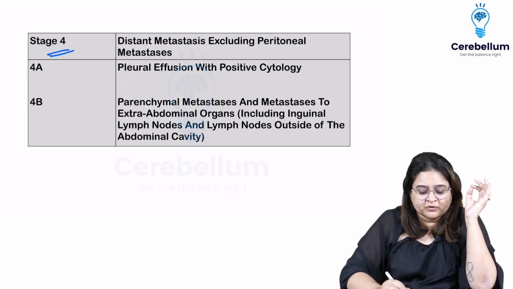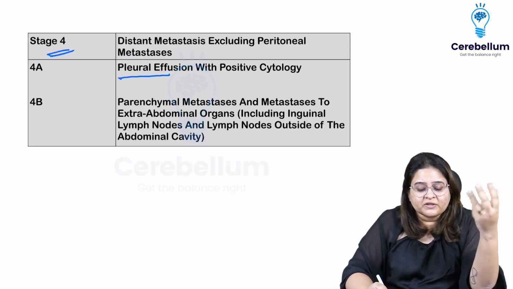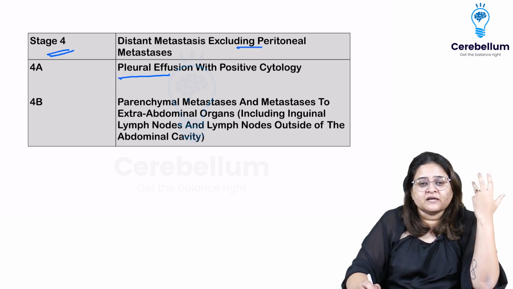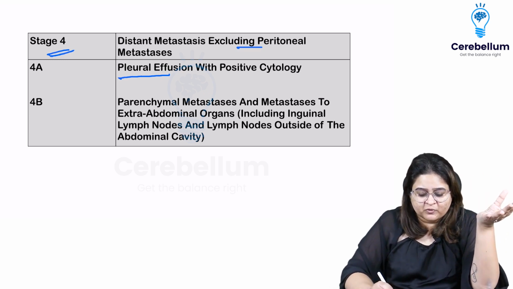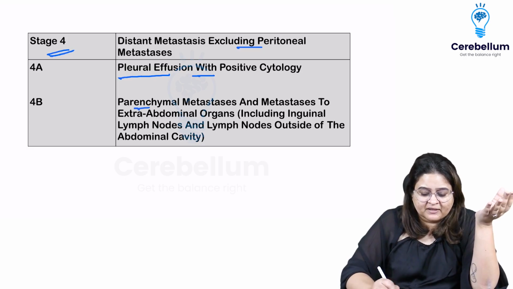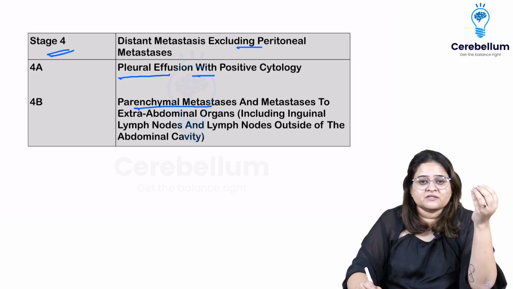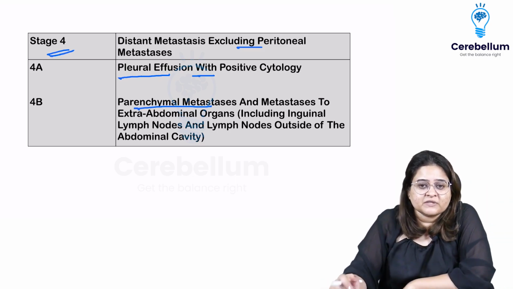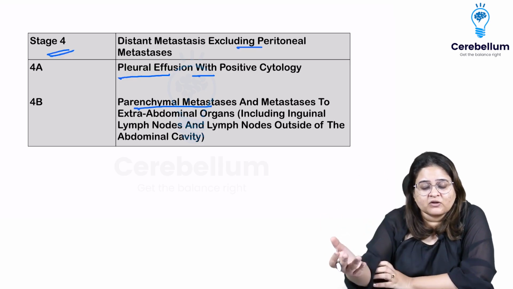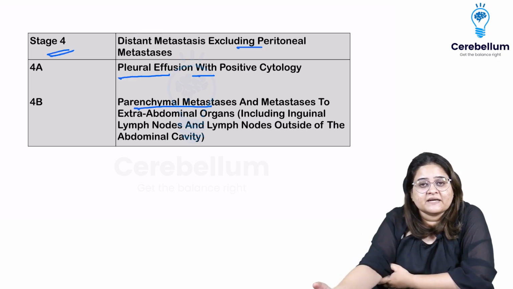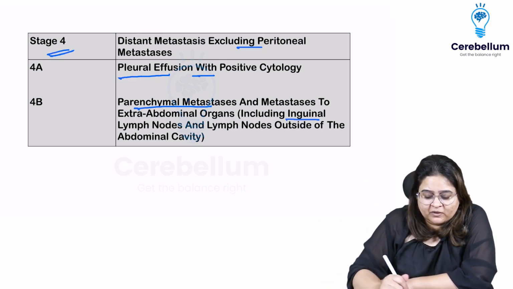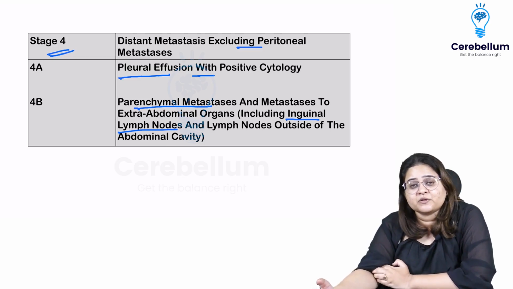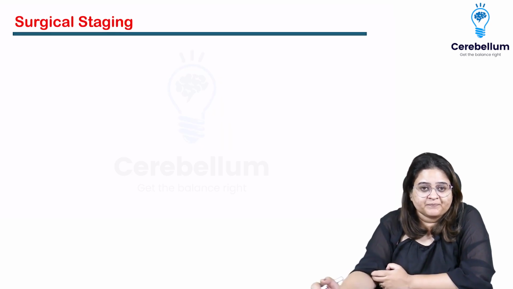And stage 4 is pleural effusion, and that means excluding peritoneal metastasis, all other metastasis like to the liver or to the lungs, that is all stage 4. So, stage 4A is pleural effusion, stage 4B is parenchymal metastasis and metastasis to extra-abdominal organs, including lymph nodes outside the abdominal cavity, including inguinal lymph nodes. If the question comes inguinal lymph nodes in ovarian cancer, it straight away becomes stage 4B.